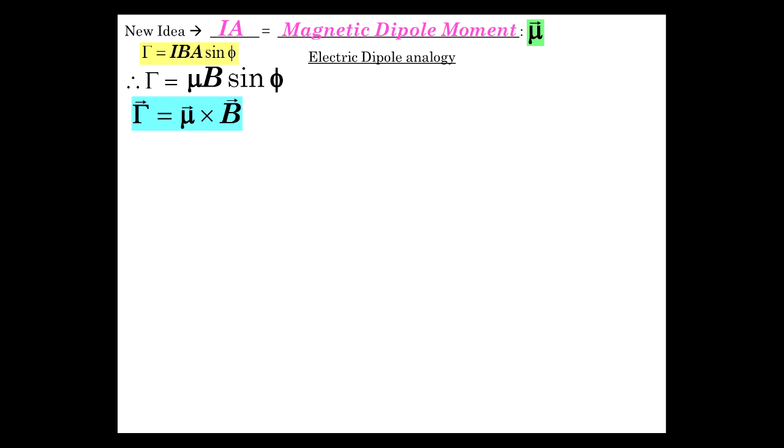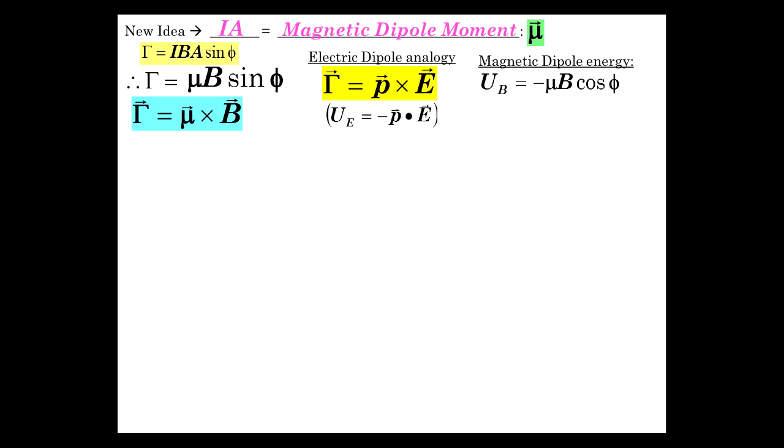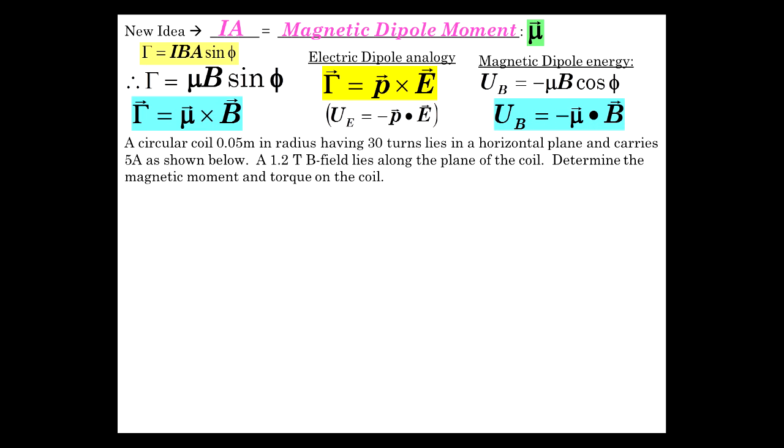And we had an analogy to this when we studied electric dipoles. We had this electric dipole moment P, which was really Q times D. And then we analyzed the energy and had negative P dot E. In a like manner, we can say that the magnetic dipole energy, U sub B, is minus mu dot B. So there's a close analogy there.